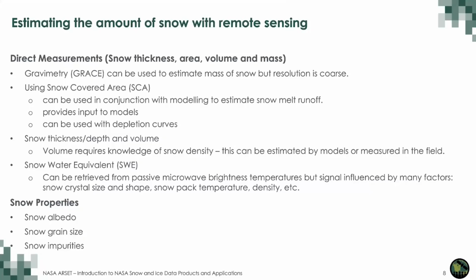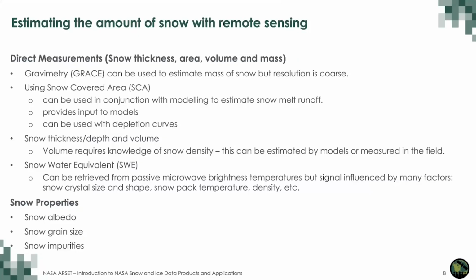We can also measure snow thickness and depth and extract volume from that by using LiDAR, either airborne or satellite-based. LiDAR allows us to measure the distance from the platform, the satellite or airborne platform, to the snow surface. And then if we know where the land surface is beneath that, we can get thickness. But in order to get volume, we need to have some information about snow density. So again, we have to make an assumption. We have to use a model. And we can do that. We have models of density, and we can also go out in the field and measure density.